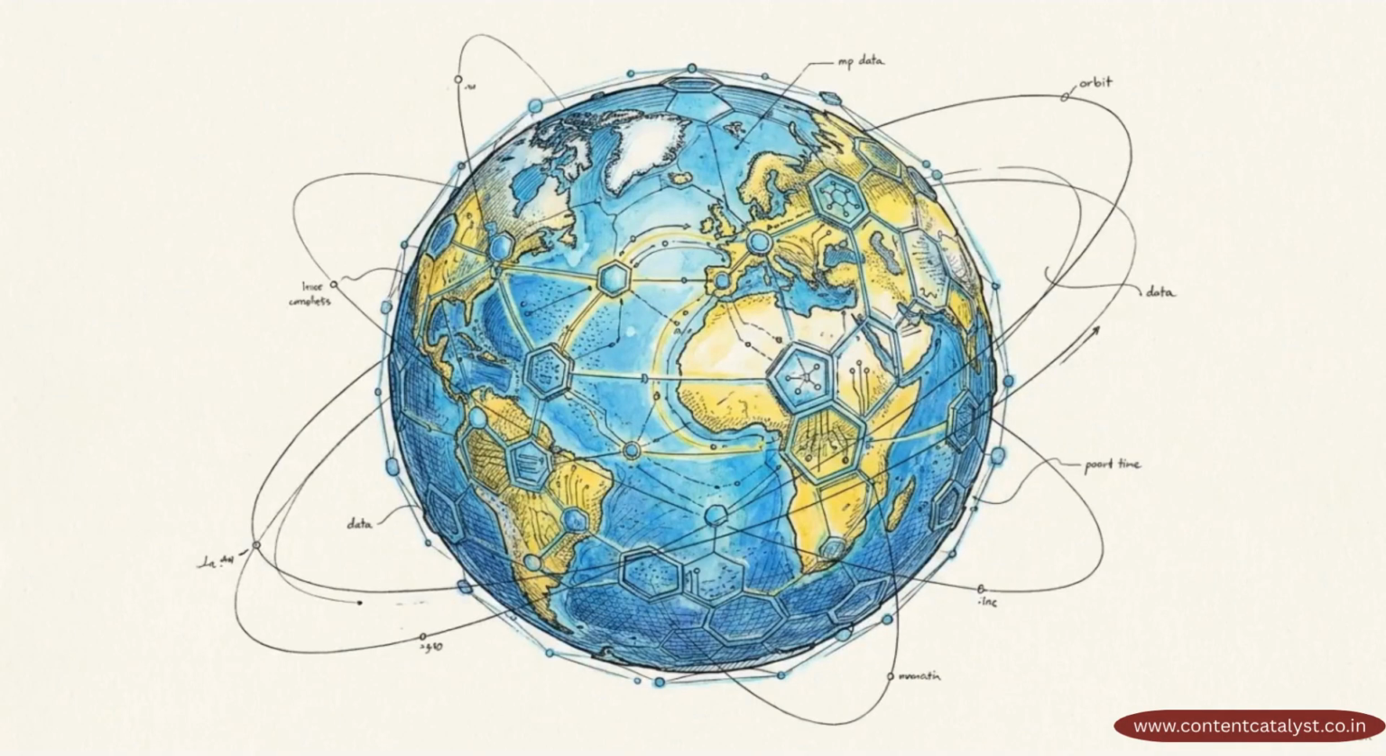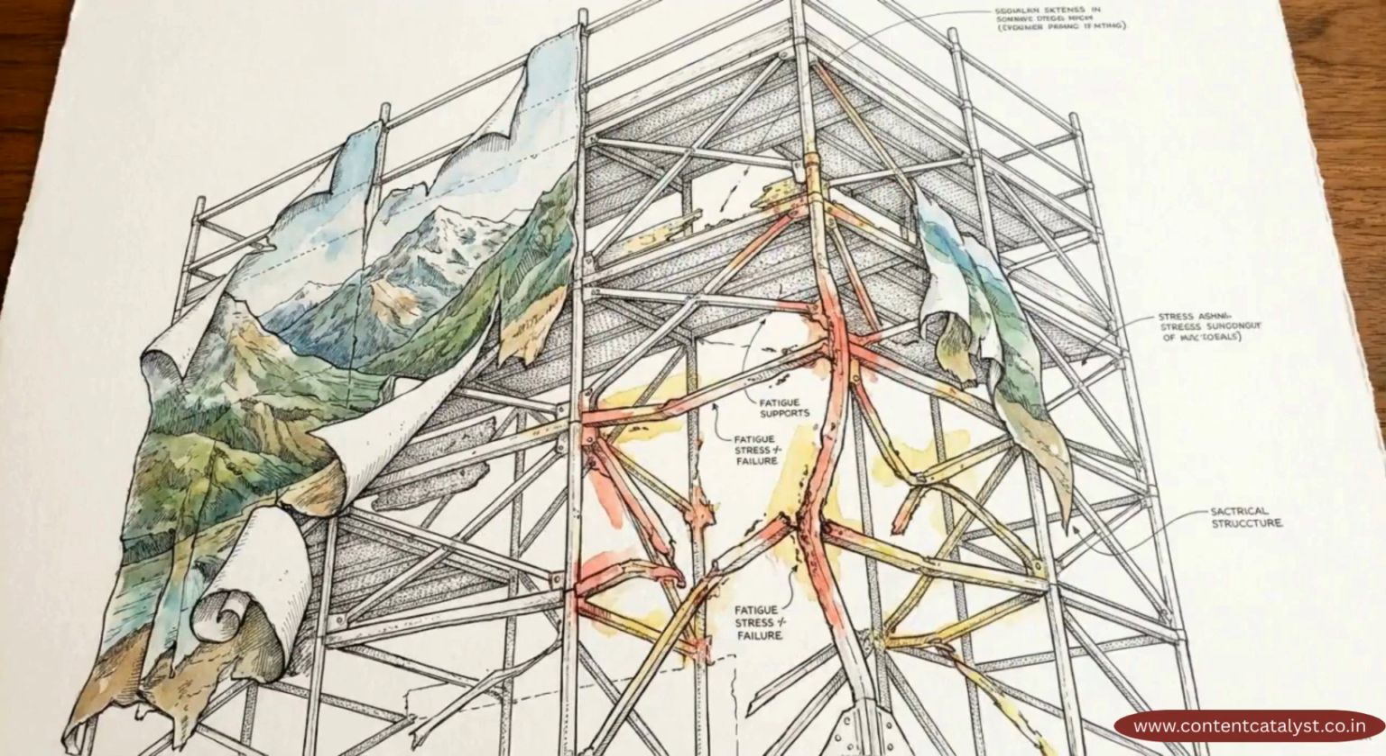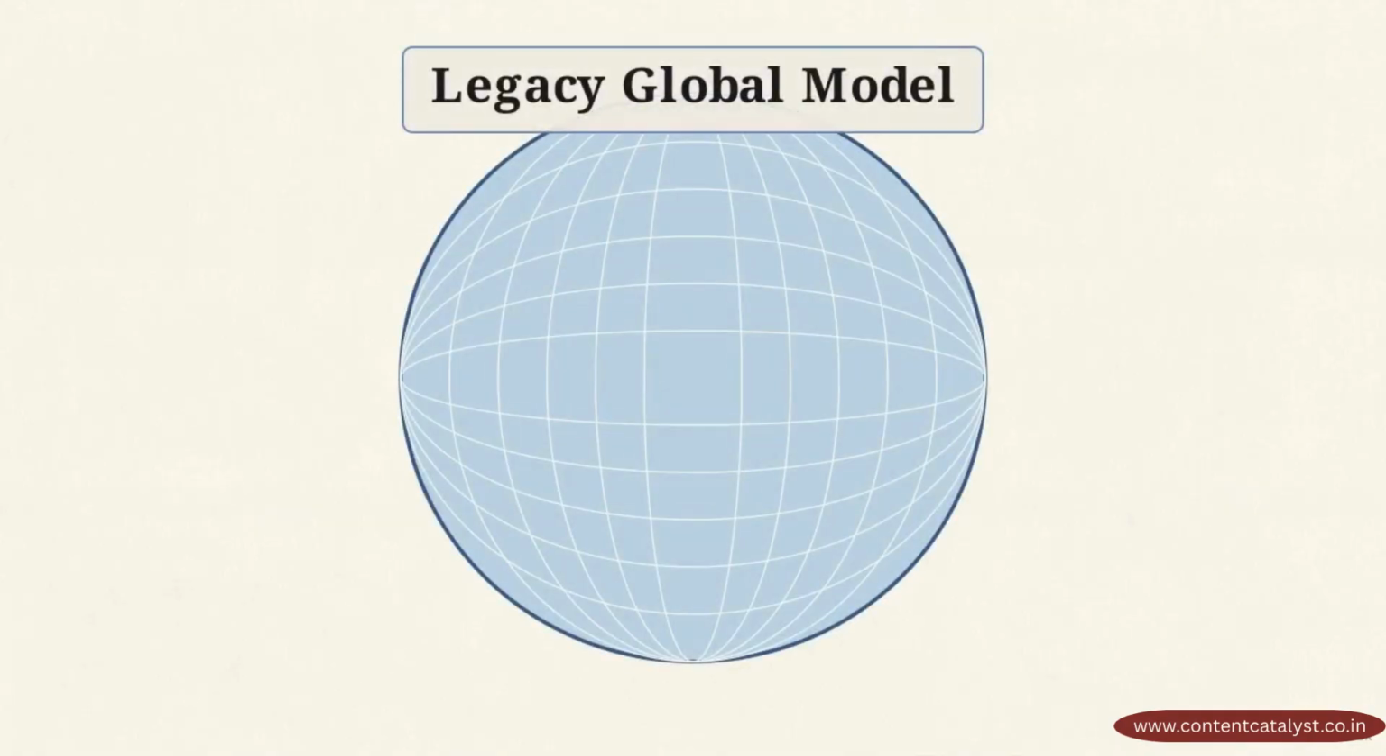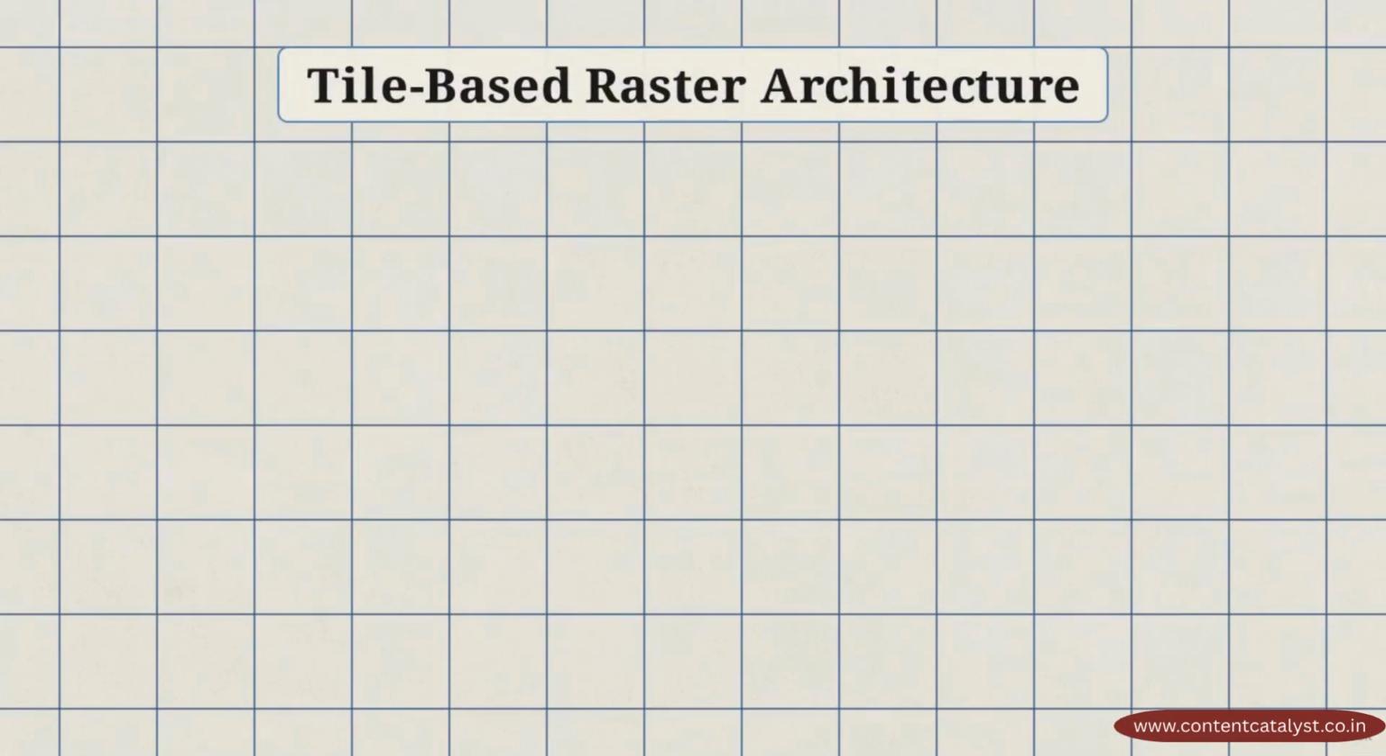Surviving the next decade of aviation simulation requires engineering an entirely new ecosystem. Applying high-resolution textures over outdated scaffolding will no longer work. We can see the first layer of this ecosystem in this animated diagram. It illustrates a tile-based raster architecture, dividing the globe into a precise, optimized grid.